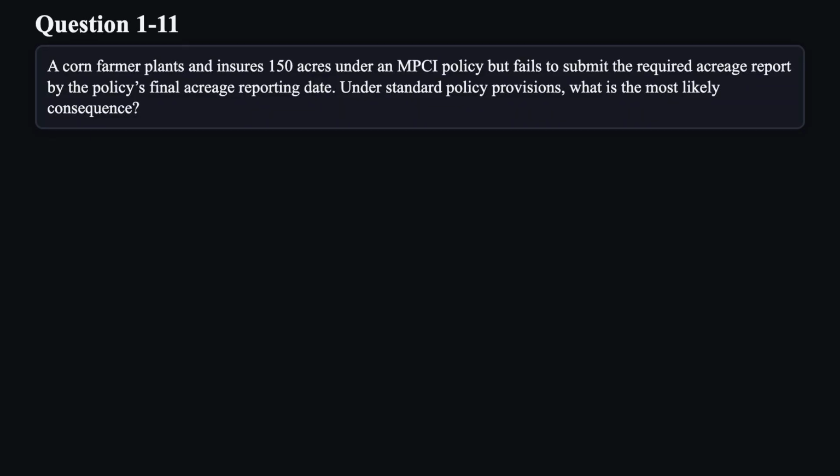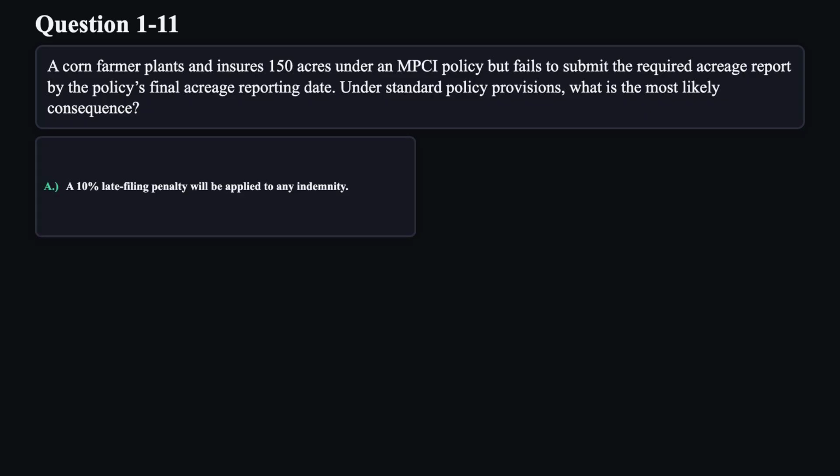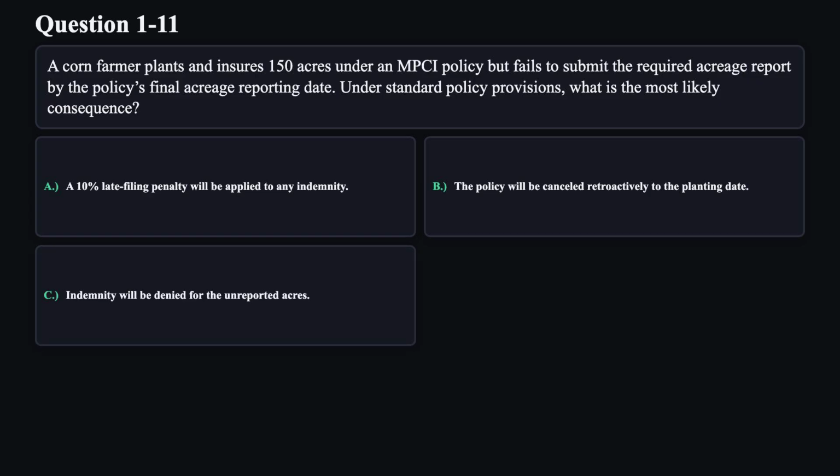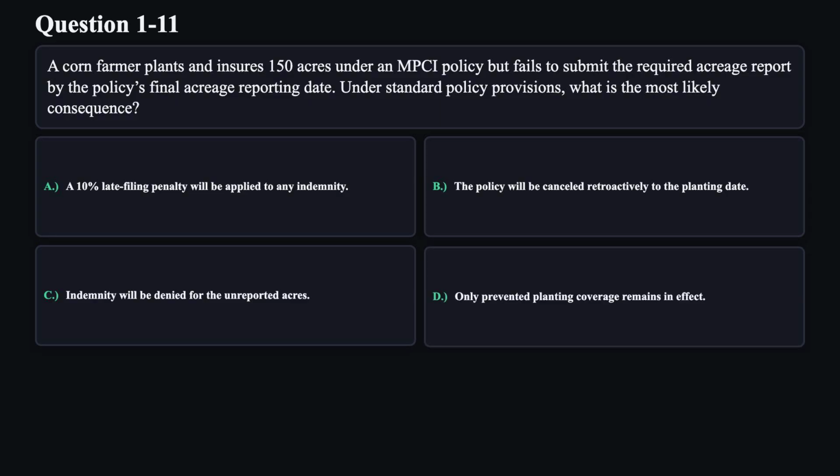Question 11. A corn farmer plants and insures 150 acres under an MPCI policy, but fails to submit the required acreage report by the policy's final acreage reporting date. Under standard policy provisions, what is the most likely consequence? A. A 10% late filing penalty will be applied to any indemnity. B. The policy will be canceled retroactively to the planting date. C. Indemnity will be denied for the unreported acres. D. Only prevented planting coverage remains in effect.